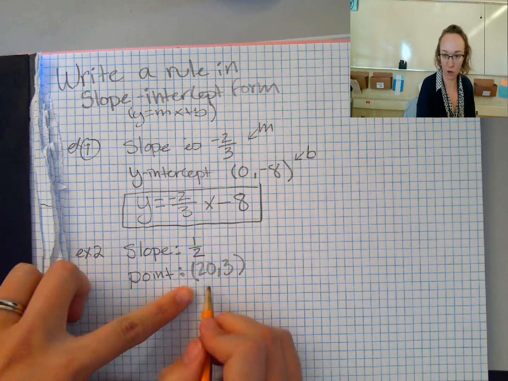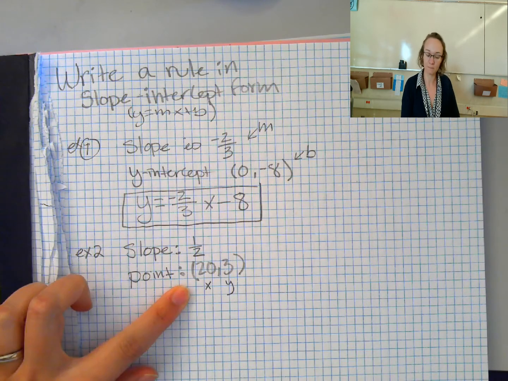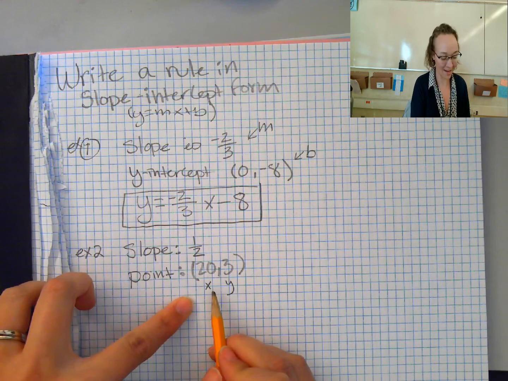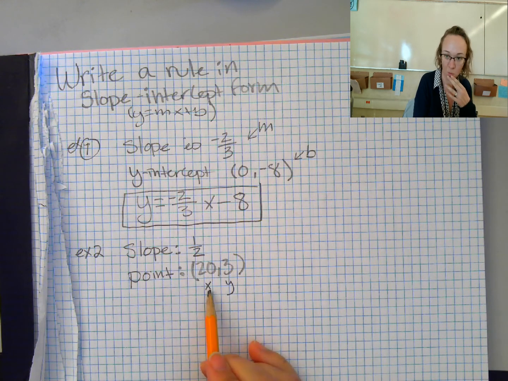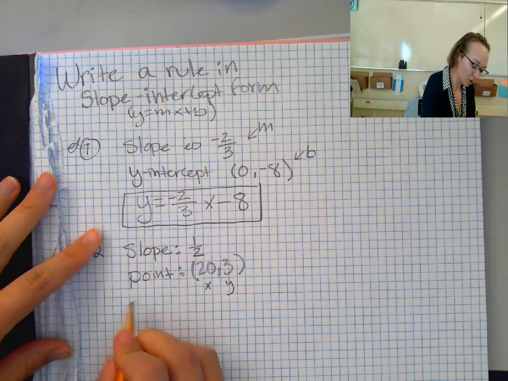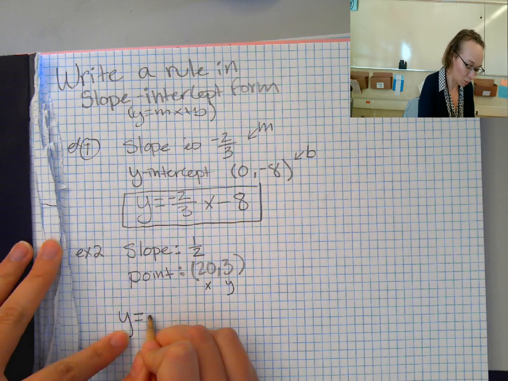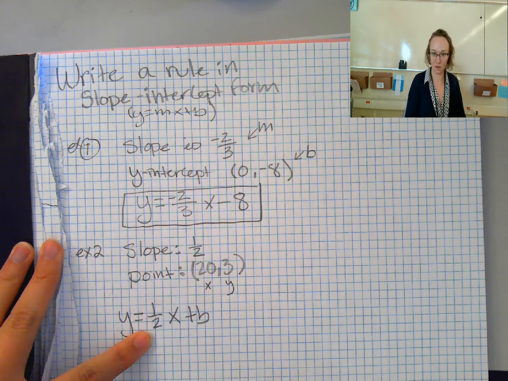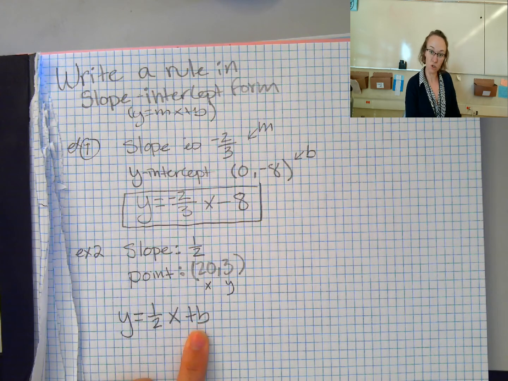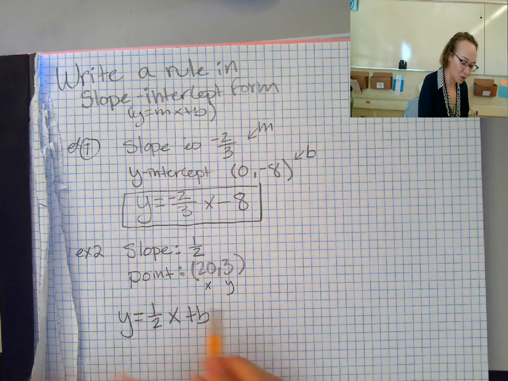So we know that all coordinates are written in the form (x, y). We've used that a lot. So another way of thinking about this is that in this rule, whatever it is, whenever x = 20, y = 3. If the input is 20, the output is 3, right? So we can set up our equation and just plug in the stuff we know. So y = 1/2 x + b. I don't know what that b is, but I do know an x value and I do know a y value, so I can substitute them in.